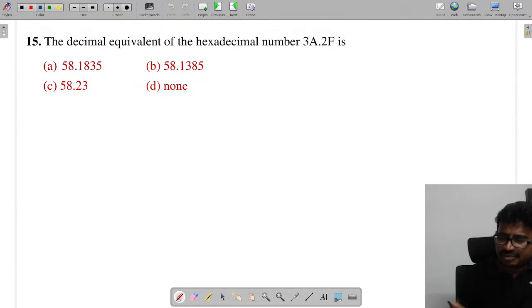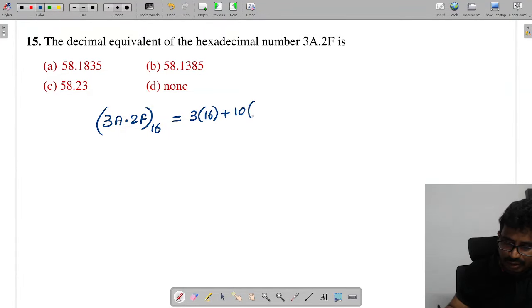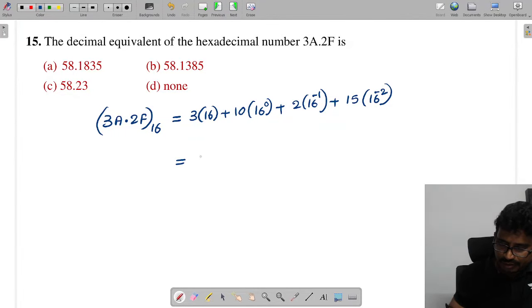The decimal equivalent of hexadecimal number 3A.2F. The given hexadecimal form, we should convert it to decimal. So tell me how we can do it here. 3 into 16, A means 10, 10 into 16 power 0, plus 2 into 16 power minus 1, plus F means 15, 15 into 16 power minus 2. So this is 48 plus 10 plus 2 by 16 plus 15 by 16 square. Simplify, how much will we get? 58.1835.